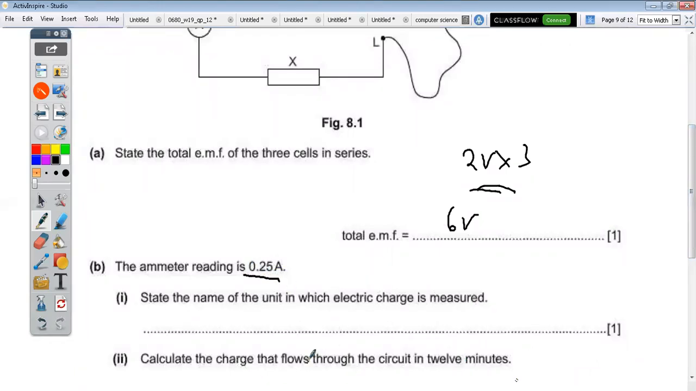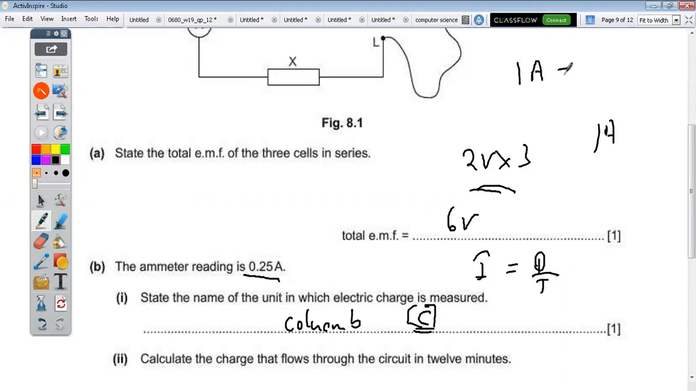It is 0.25. State the name of the unit in which electrical charge is measured. What is the electrical charge measured in? Coulomb. Because we said current is the rate of flow of charge, charge divided by time. So 1 amp is equal to 1 coulomb per second.